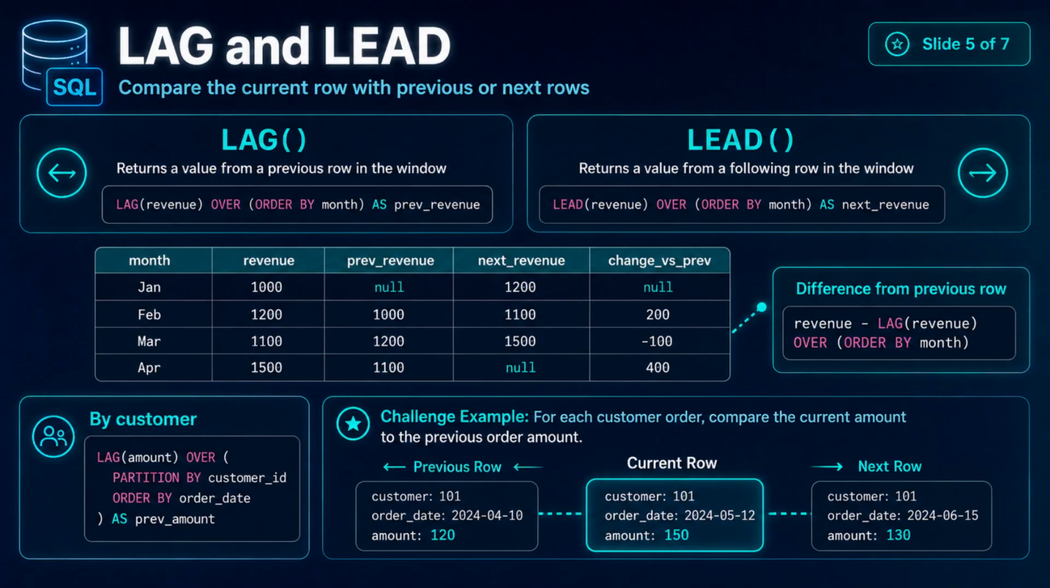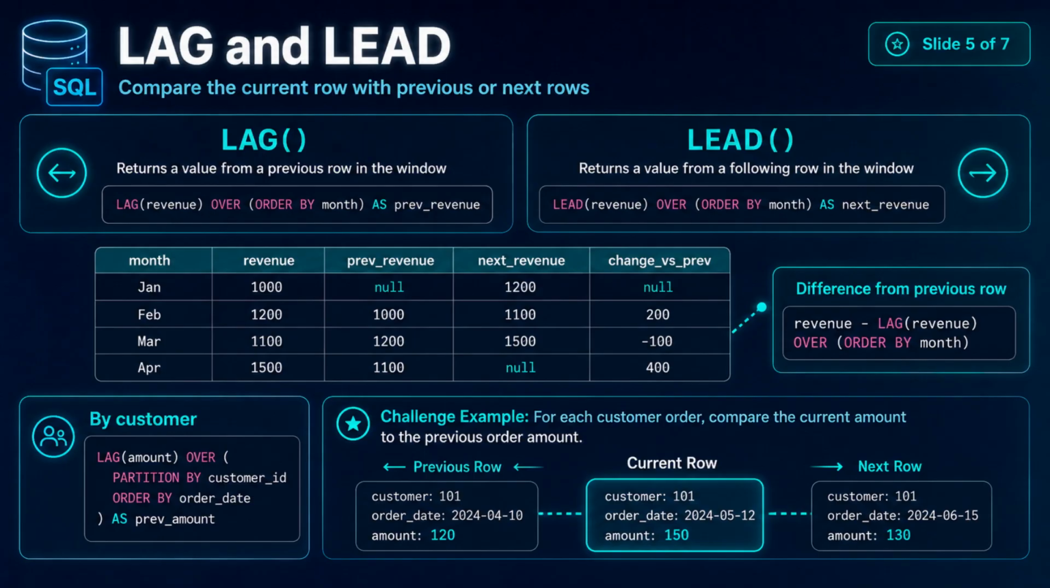In March, revenue drops from 1,200 to 1,100, so the change is negative 100. In April, revenue increases from 1,100 to 1,500, so the change is 400. The formula is simple: current revenue minus lag revenue. This gives us the difference from the previous row.